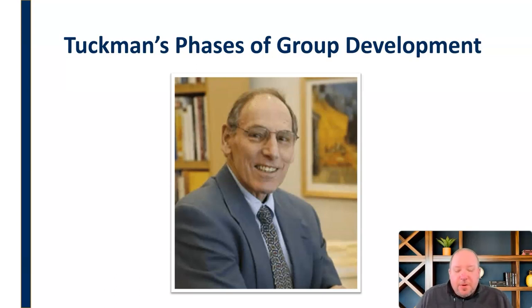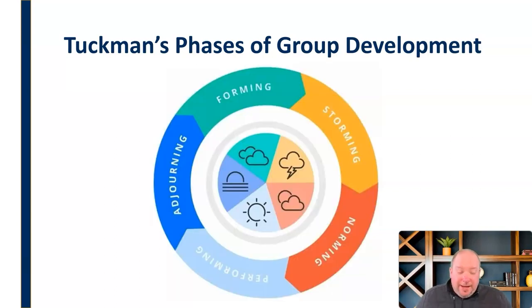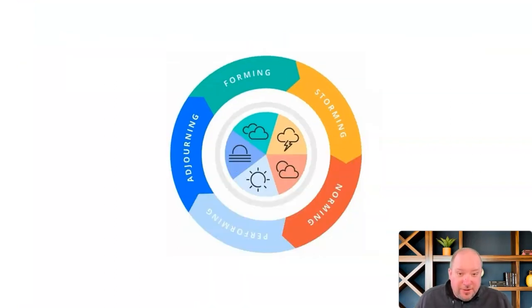And Tuckman, as part of his work, said that there are really four stages of group development, later adding a fifth. So those stages were, and remain, forming, storming, norming, performing, and then eventually adding adjourning to that process as well. Tuckman said effective groups go through all of these things, and there are identifiable characteristics for each of these stages as well. So let's take a look at what those different characteristics are that you may see during group development for each of these.